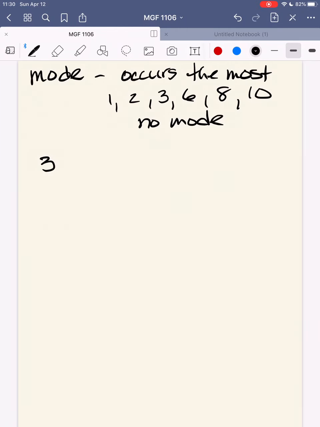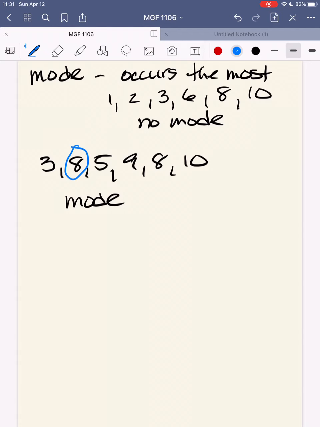If I have 3, 8, 5, 9, 8, 10, here, my mode, I have an 8 here and an 8 here. So I have a mode of 8.